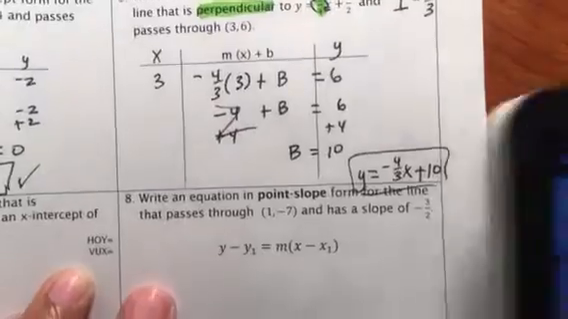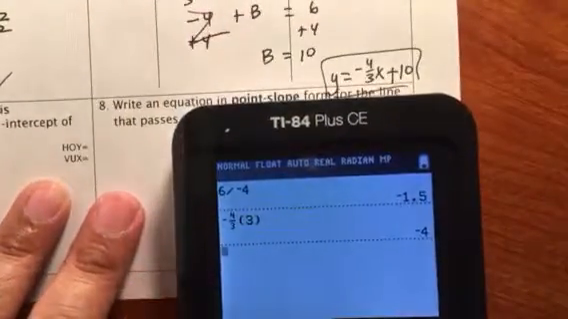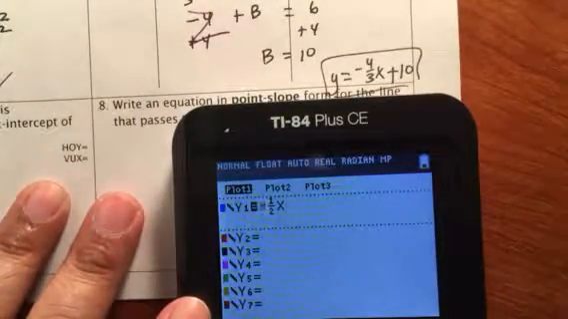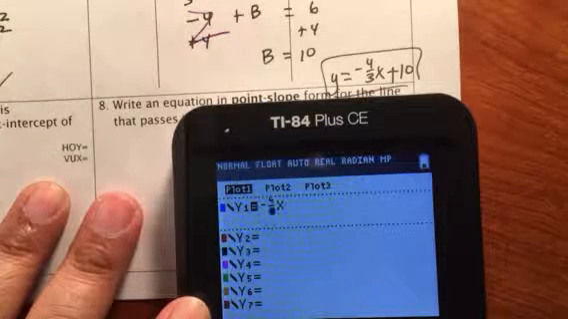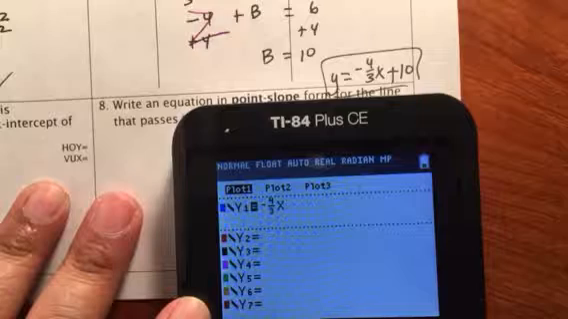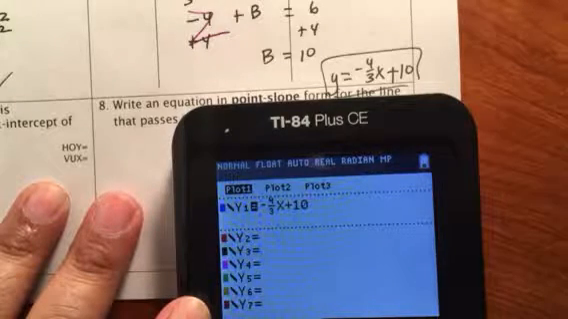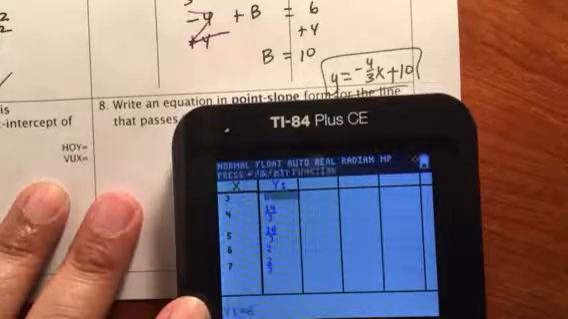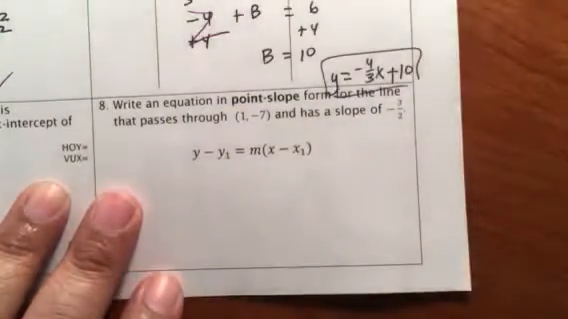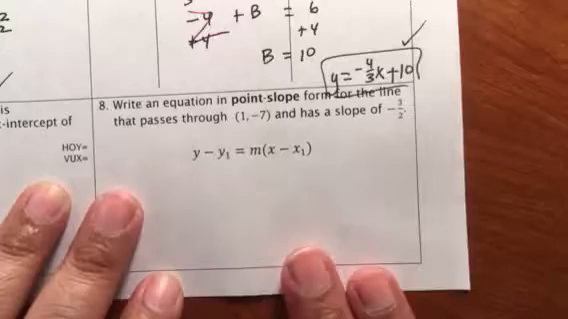And again, there's nothing wrong with checking. So this is negative 4/3 x plus 10. And I need the point 3, 6 to be there. 3, 6, it's there. I did it right. Good to go.